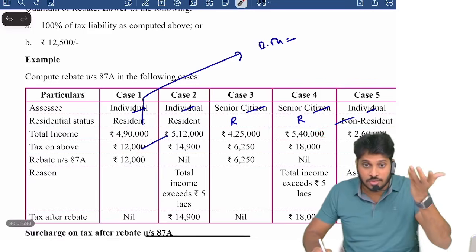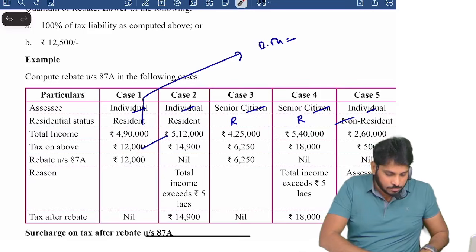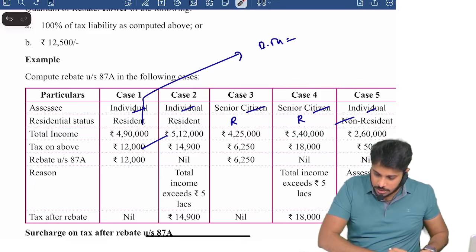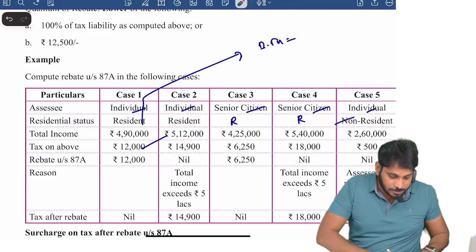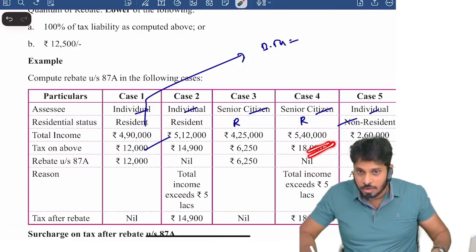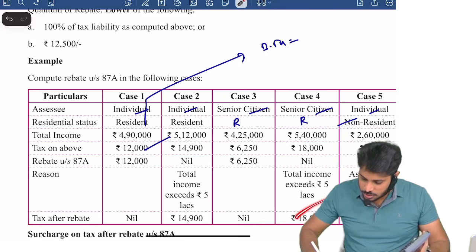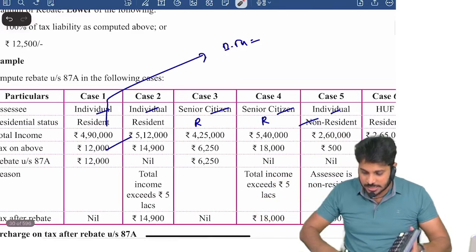Remember, since total income is exceeding 5 lakhs, no rebate at all. And now how to compute tax? 2 lakhs into 5%, yes, 10,000, 40,000 into 20%. So total 18,000 tax is coming, correct? You have to compute, calculate immediately, fast, along with me. Then, so total tax is 18,000 plus 4% cess.